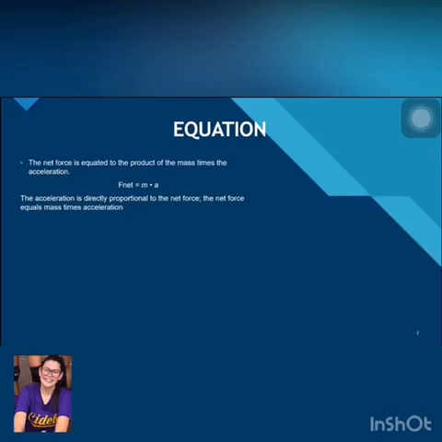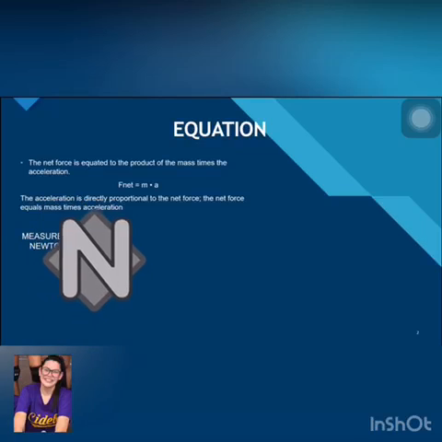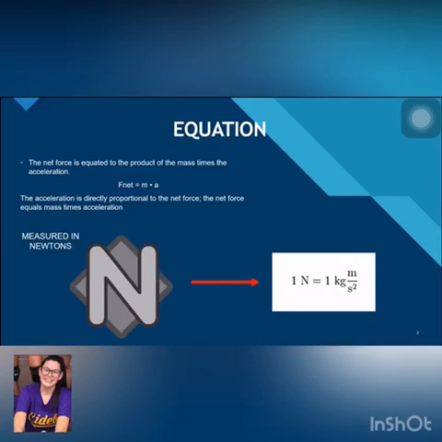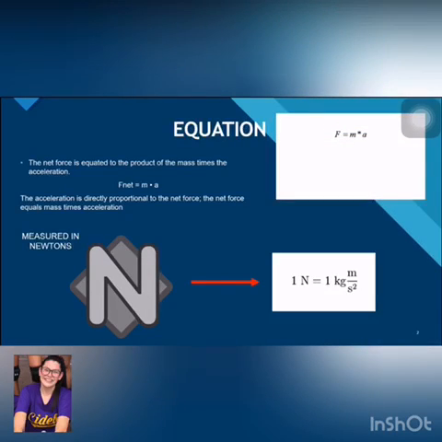The unit that we use to measure force is newtons, which equals a unit of mass times a unit of acceleration. The equation used for Newton's second law is F, which is force, equals mass times acceleration, represented as m times a. Now, you can isolate to get either mass or acceleration.